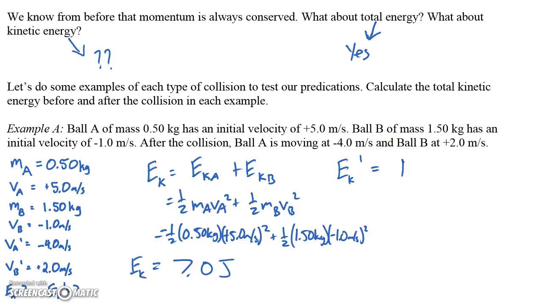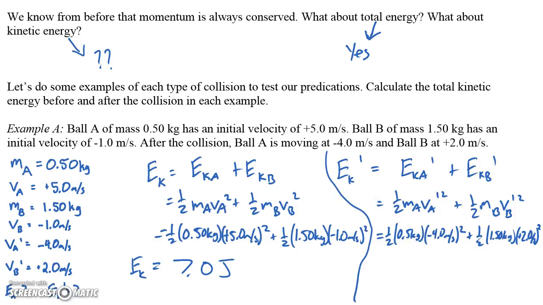So we're going to take the same approach, but we're going to use the after, so the primes, which will look like this. So again, very similar. We're just using the prime, our after velocities of -4 and 2 in this situation. And you're going to calculate that out the same way. And you actually will get that EK prime is exactly 7 joules as well. So apparently in this situation, there is something being conserved. So let's take a look at the next example.